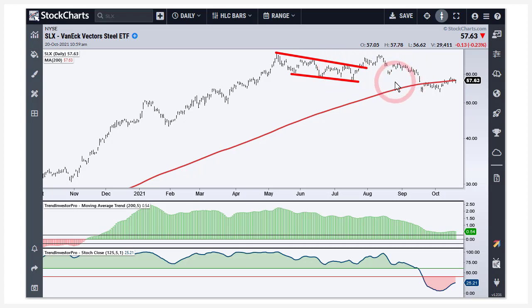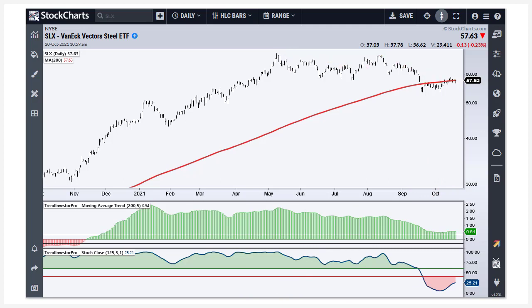So we don't have a clear wedge or a channel like we do with industrials and materials, but we can see a little breakout there, break above that high there. So it looks like steel is trying to reverse the downswing within this pattern, and that would be the early sign of strength in steel.